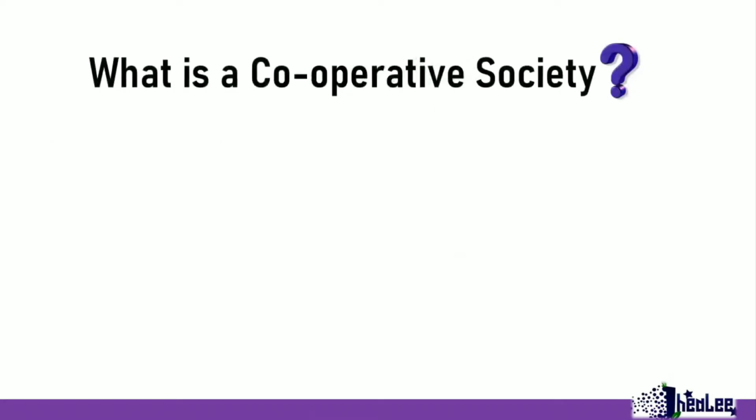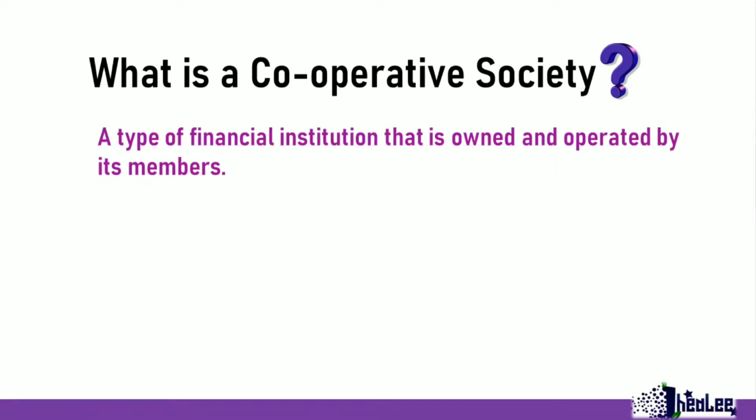What is a cooperative society? A cooperative society is a type of financial institution that is owned and operated by its members. It is a voluntary association of individuals having common needs who join hands for achievement of economic interest. So the aim is to serve the interests of the society through the principle of self-help and mutual help. Earlier I mentioned that it is a voluntary association. It does not operate to gain a profit. So you can look at it as a non-profit organization.